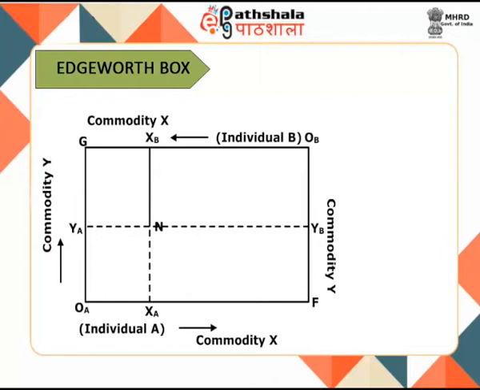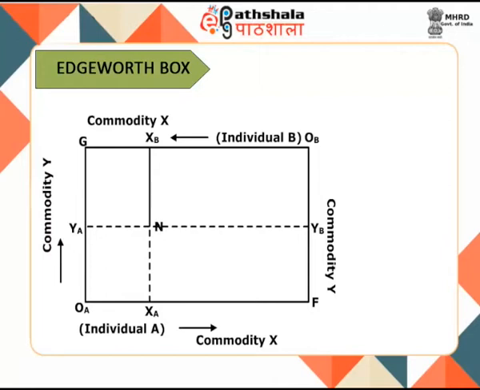The quantity of X available with individual A is measured from left to right along the x-axis with the bottom left-hand corner OA as the point of origin, and the quantity of commodity Y available with individual A is measured along the y-axis from bottom to top with the point of origin OA.